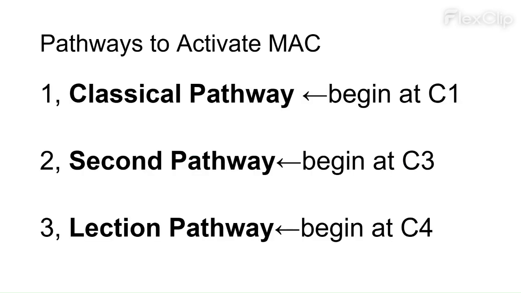There are 3 pathways by which MAC is activated. The first is the classical pathway, which begins with activation of C1. The second is the alternative pathway, which begins at C3. The third is the lectin pathway, which begins at C4.